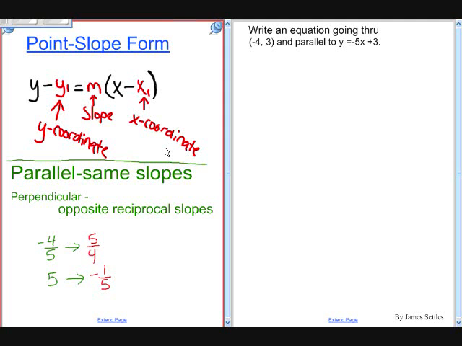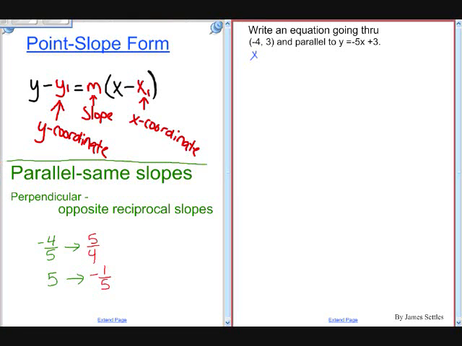So we're going to use that information and come over to our problem: write an equation going through negative 4, 3, and parallel to y equals negative 5x plus 3. And we have our x1 and y1. Then our slope is parallel to this equation, and all we really care about in that whole equation is that negative 5. If it's parallel, then we're going to use the exact same slope. So my m is going to be negative 5 as well.